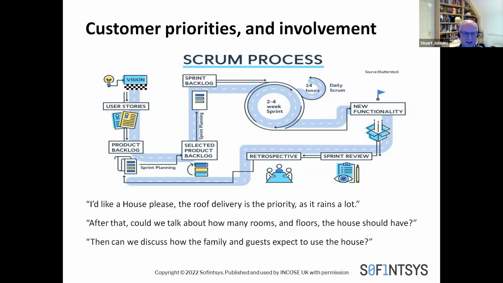So I always think that's like going to somebody and saying, "I'd like a house, please. It rains a lot here, so I want a roof on top." And after we've got the roof and we're under shelter, then I'd like to discuss how many rooms, floors, etc., should be in the house. And then when you've done all that, we'll discuss how the people in the house expect to use the house. You go to a civil architect, he'd be horrified because he'd start with who's the house for and how's it going to be used.